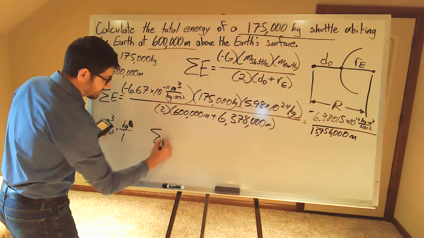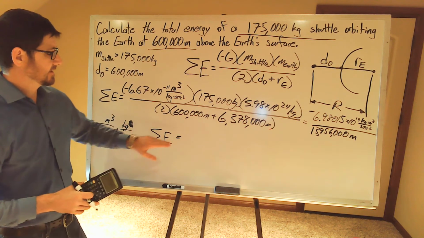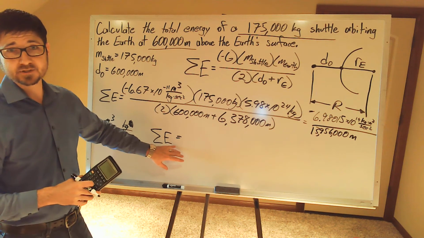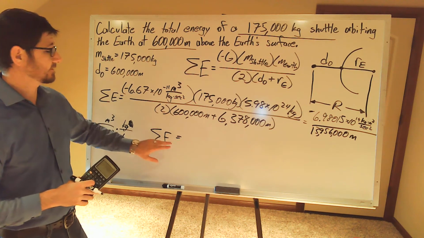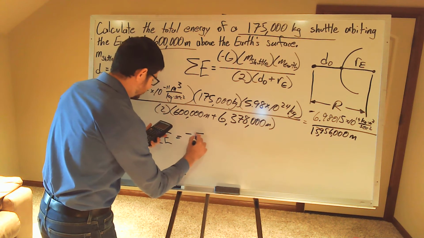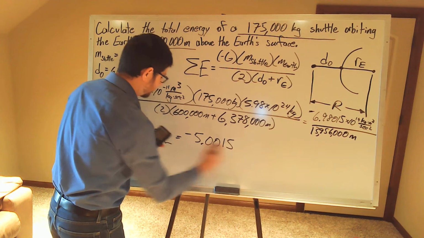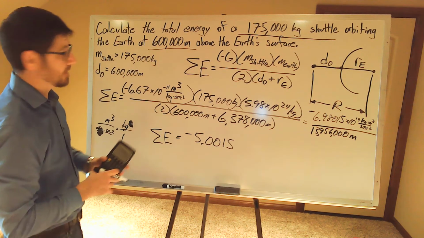So the sum of the space shuttle's energy, and remember this is the kinetic energy of the space shuttle and the gravitational potential energy of the space shuttle. So I get a negative 5.0015. Now let's take a look at my units.